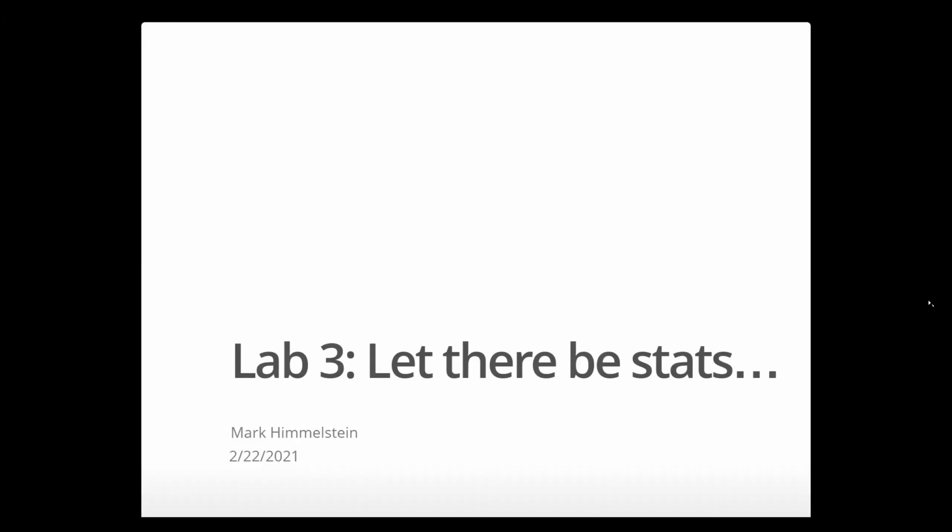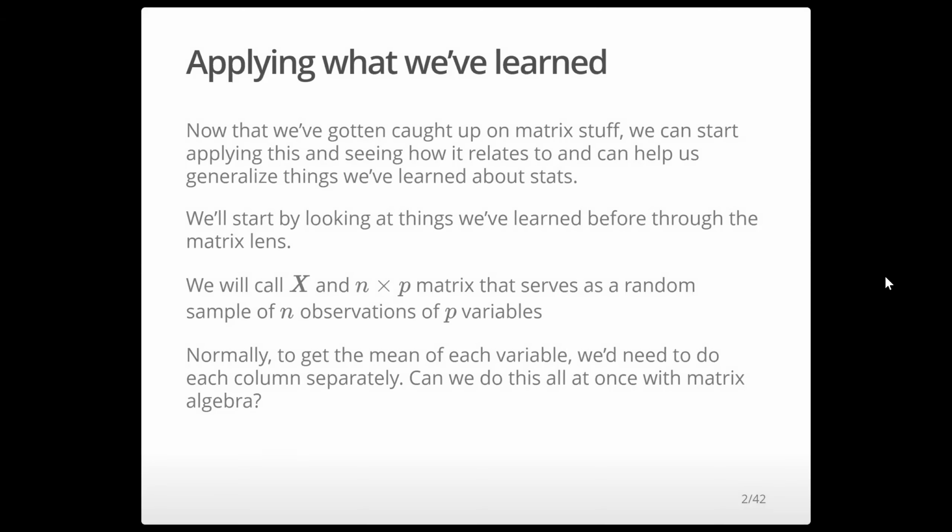The last thing we're going to look at this week is how we can start to use some of what we've learned about matrix algebra to apply it to what we know about stats. So the first thing we're going to do is start talking about a data set as a matrix. We can think of a matrix X as a matrix n by p, where n is the number of observations and p is the number of variables.